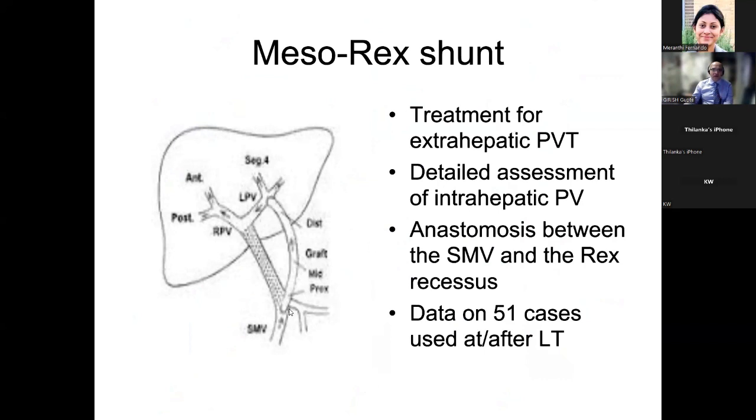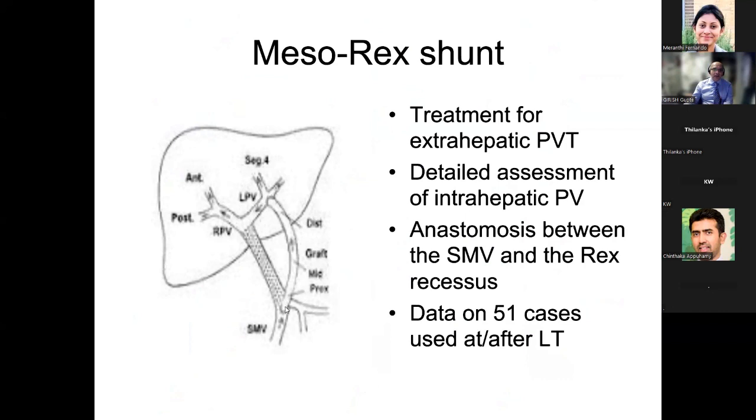extrahepatic portal vein thrombosis. Because the main portal vein is gone, over here, and it is thrombosed, one of the internal jugular veins or the long saphenous veins can be used to bypass the area of obstruction directly from the superior mesenteric vein to the left portal vein. Again, this shunt is not an easy shunt to do.